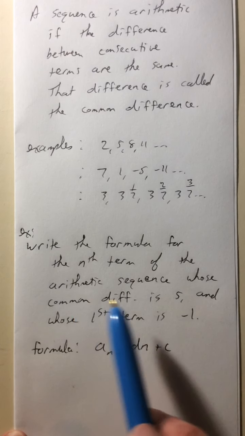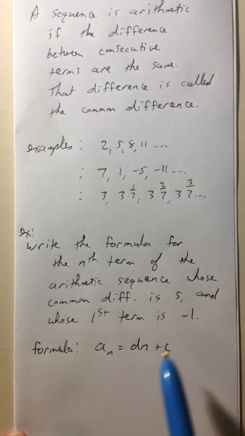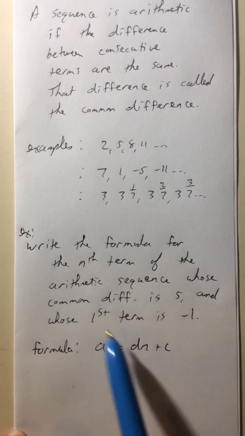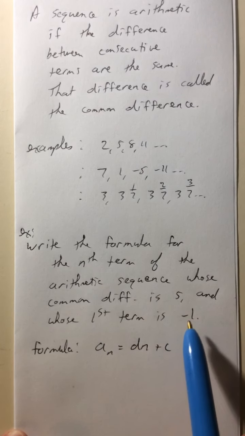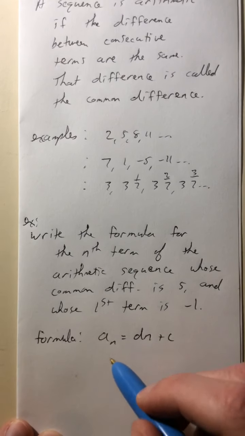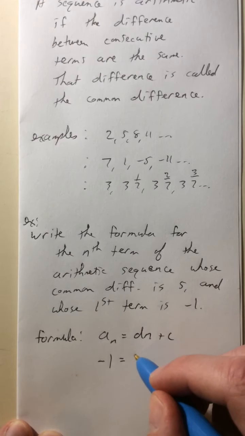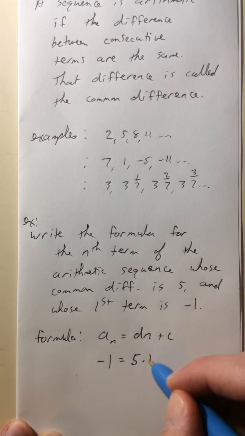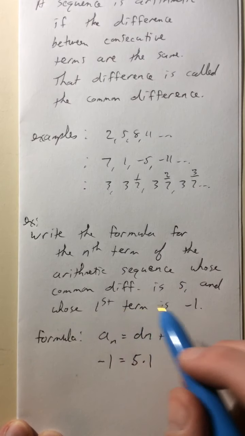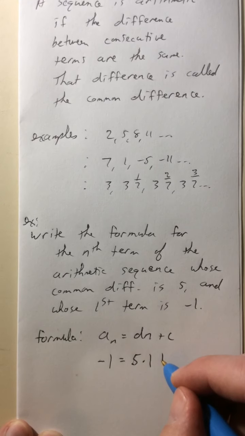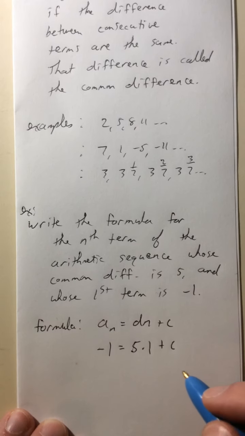So we know the common difference is 5. That's d. And the first term, n, that's 1, is negative 1. So that's that. It's pretty simple. So we've got negative 1 equals the difference, which is 5, times, in this case, the first term. That's the term we're working with, right? The first term, number 1, plus c. Well, we're going to find out c in just a minute.